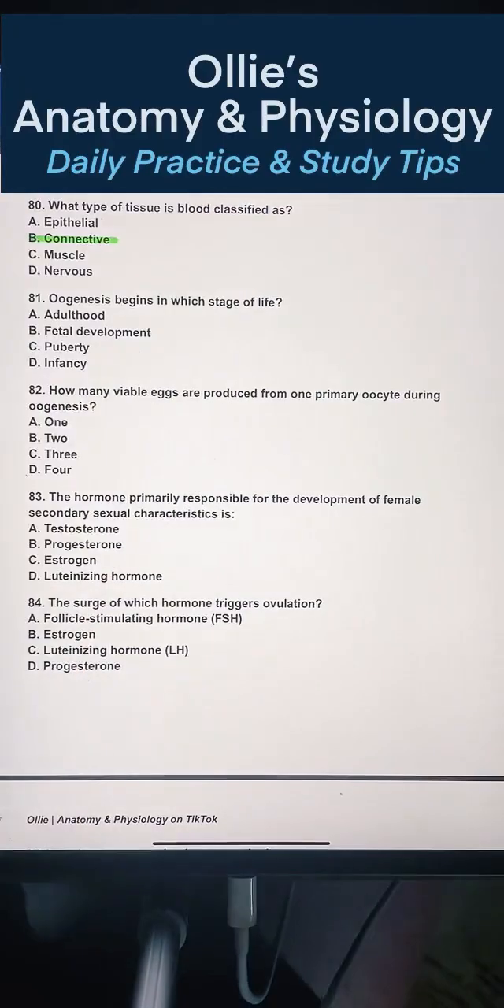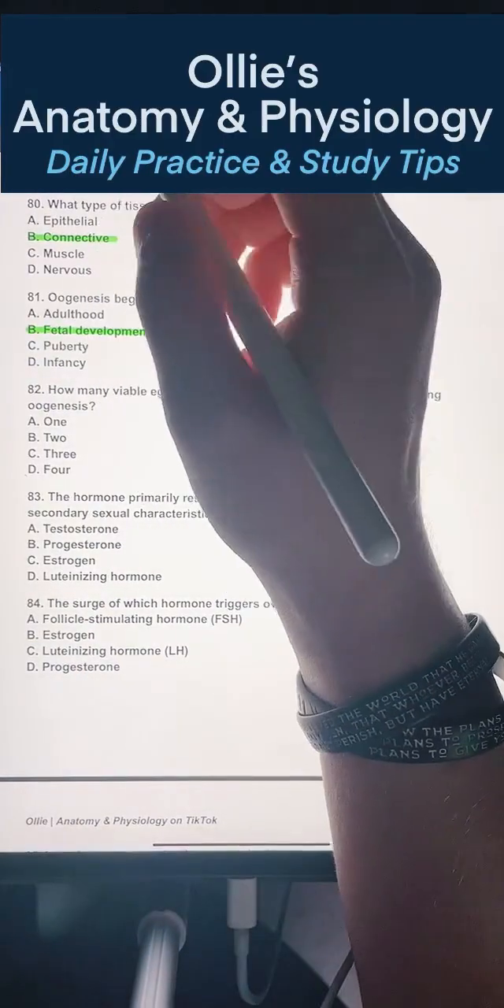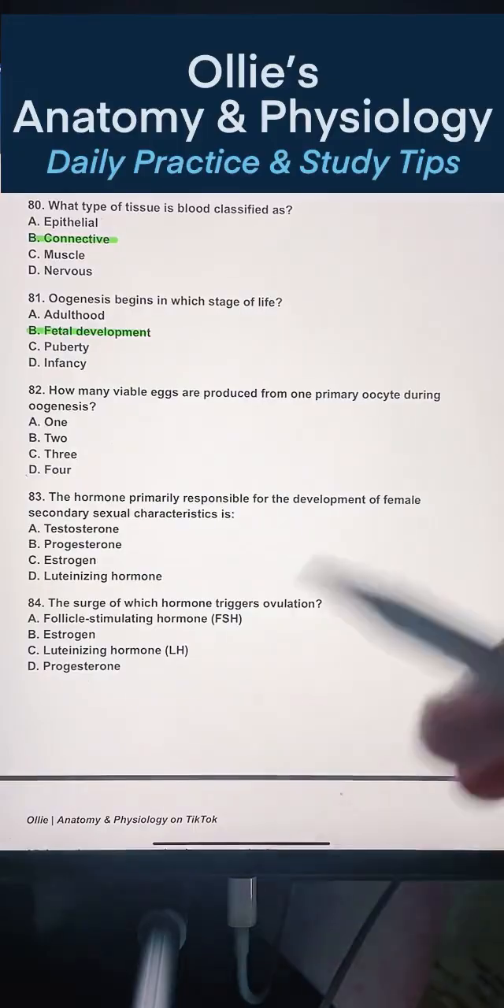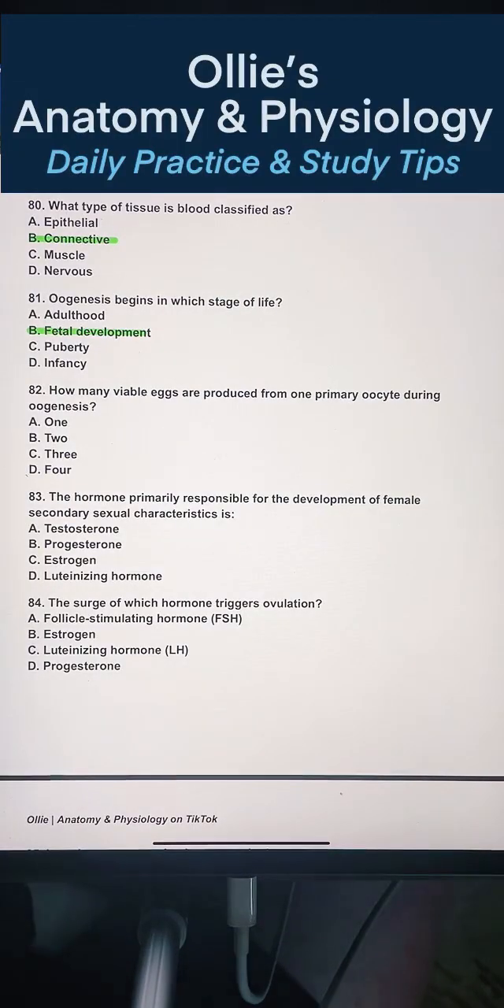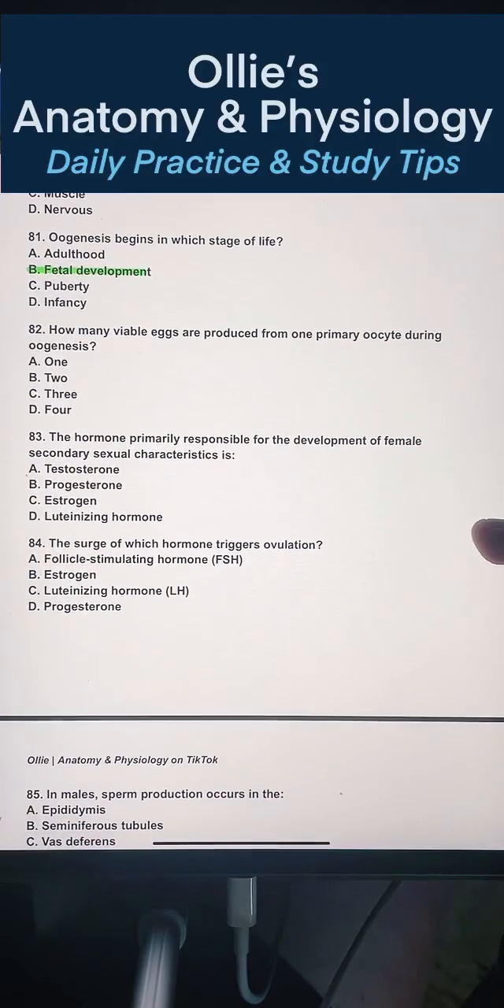Number 81, the answer is B. It is fetal development. Oogenesis is going to begin in the fetal development stage of life. Number 82, how many viable eggs are produced from one primary oocyte during oogenesis? Which one is that going to be?